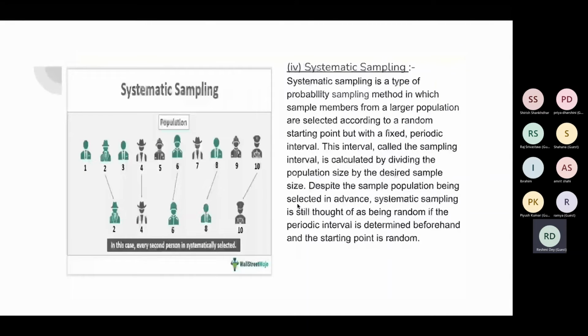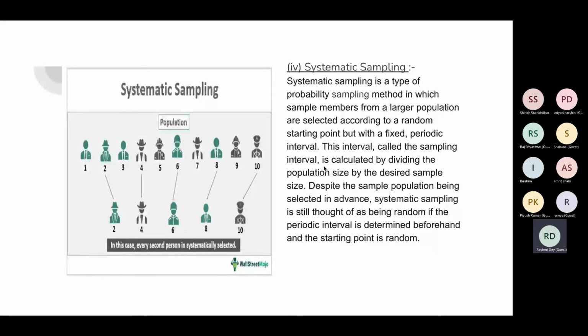Then we have systematic sampling. Systematic sampling is a type of probability sampling method in which sample members from a large population are selected according to a random starting point but with a fixed periodic interval. This interval is called the sampling interval and is calculated by dividing the population size by the desired sample size. Despite the sample population being selected in advance, systematic sampling is still thought of as random if the periodic interval is determined beforehand and the starting point is random.